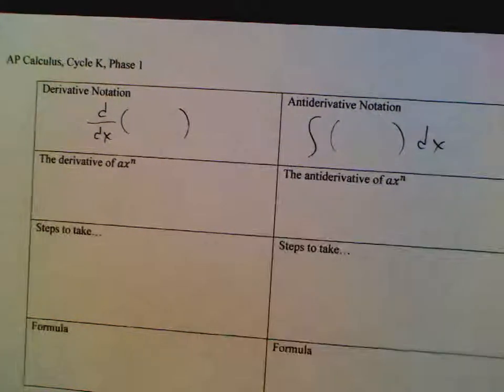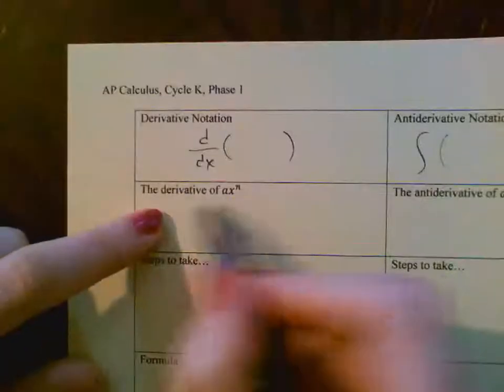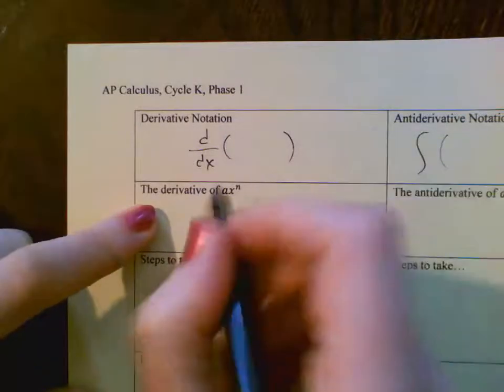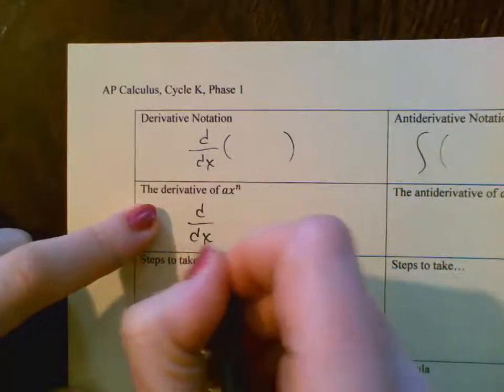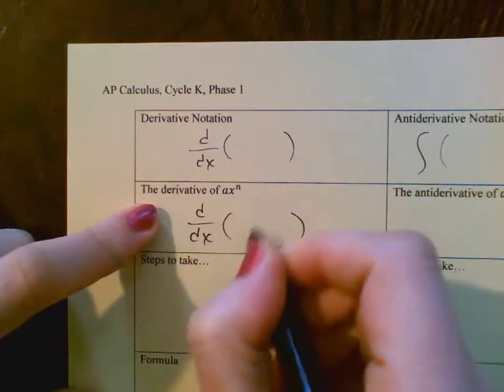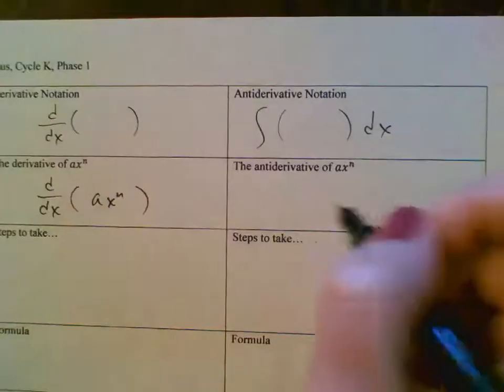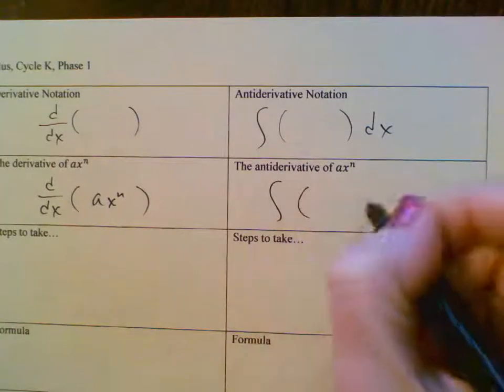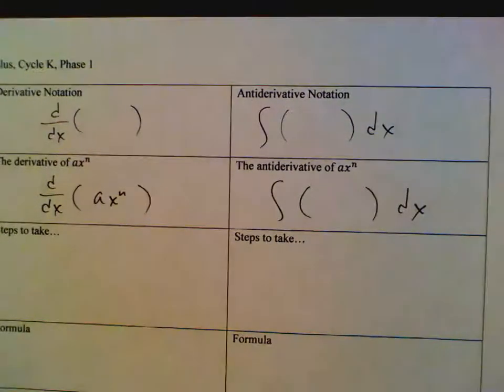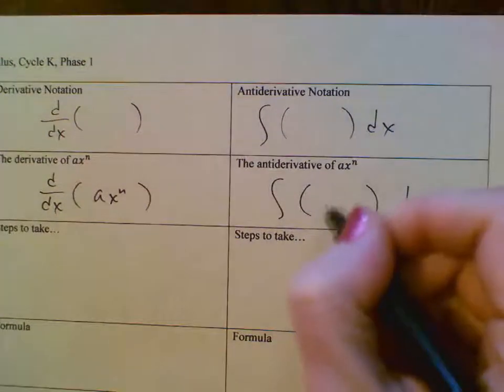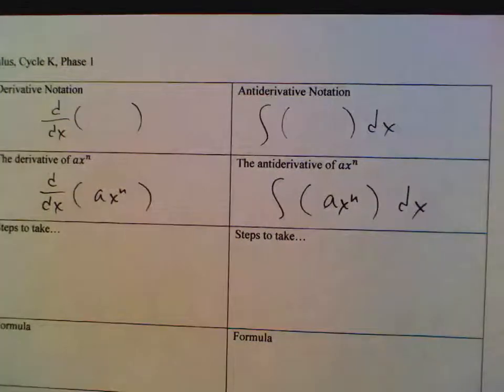So, for example, the derivative of ax to the n would look like this, and you'd put ax to the n. It means to take the derivative of that. And then the antiderivative of ax to the n, okay, so there's the antiderivative notation, and then you would just put ax to the n on the inside.